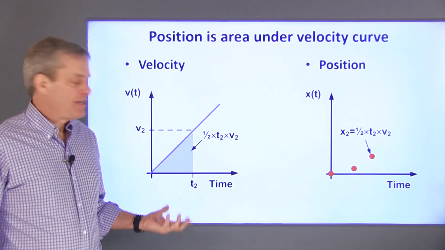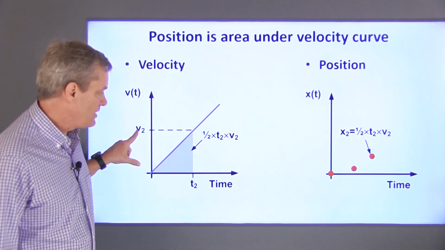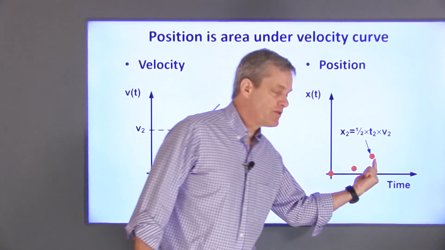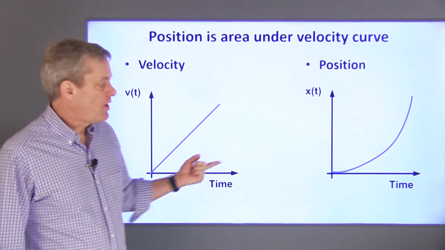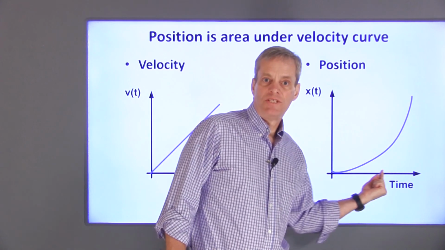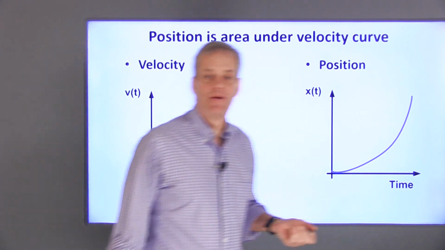Likewise, the area under the velocity curve at time t2 is 1/2 of t2 times v2, where v2 is the rock's velocity at time t2. This gives the rock's position at time t2. So this is approximately the rock's position as a function of time. Notice that the rock's position is changing more and more rapidly as time increases.